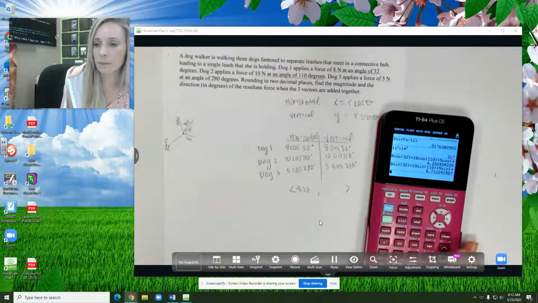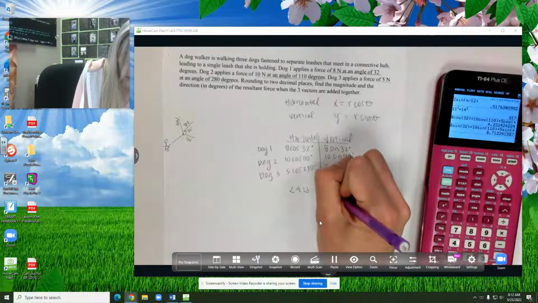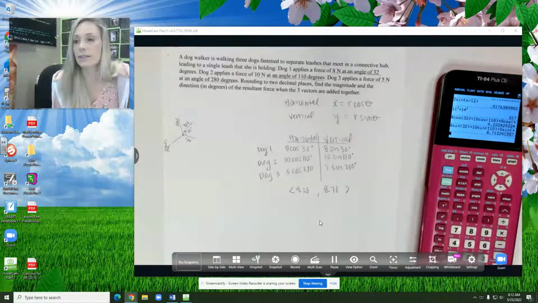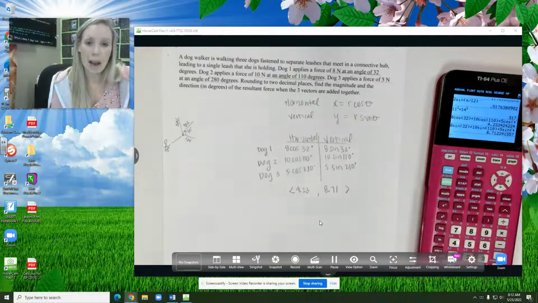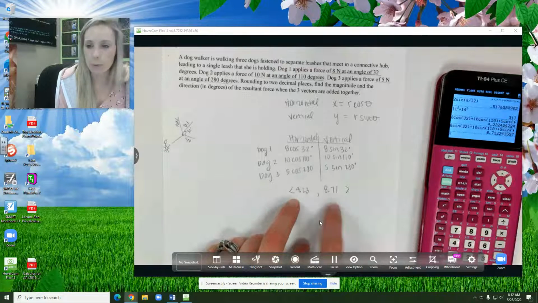I'm going to hit enter on there. And our dog walker is being pulled 8.71 units or newtons in the y direction. Those are our components: horizontal, vertical, x, y.